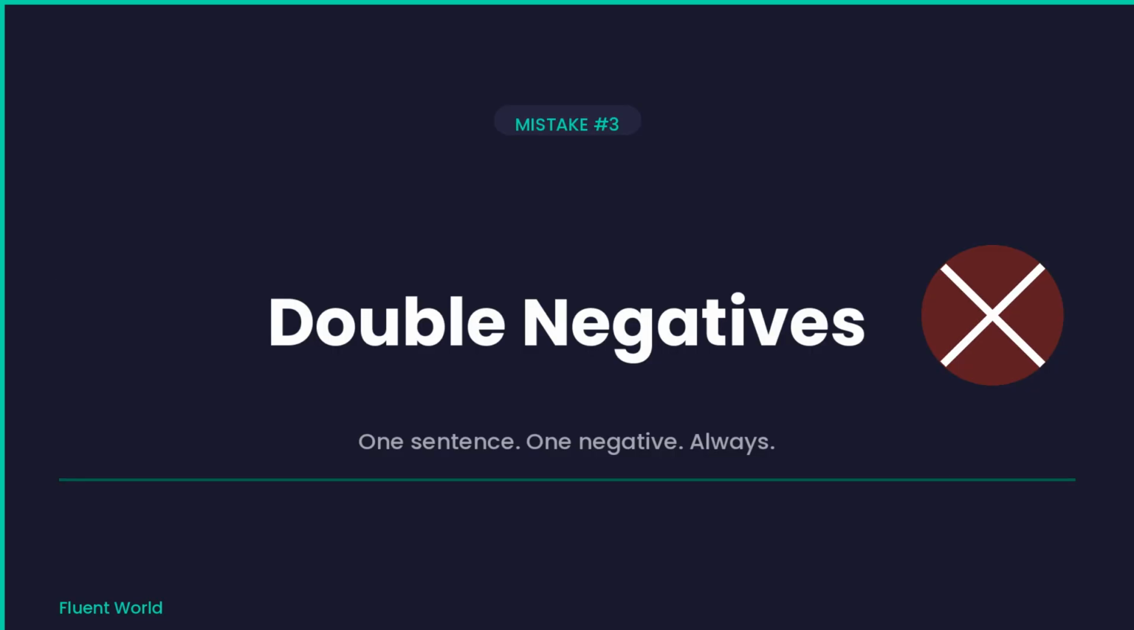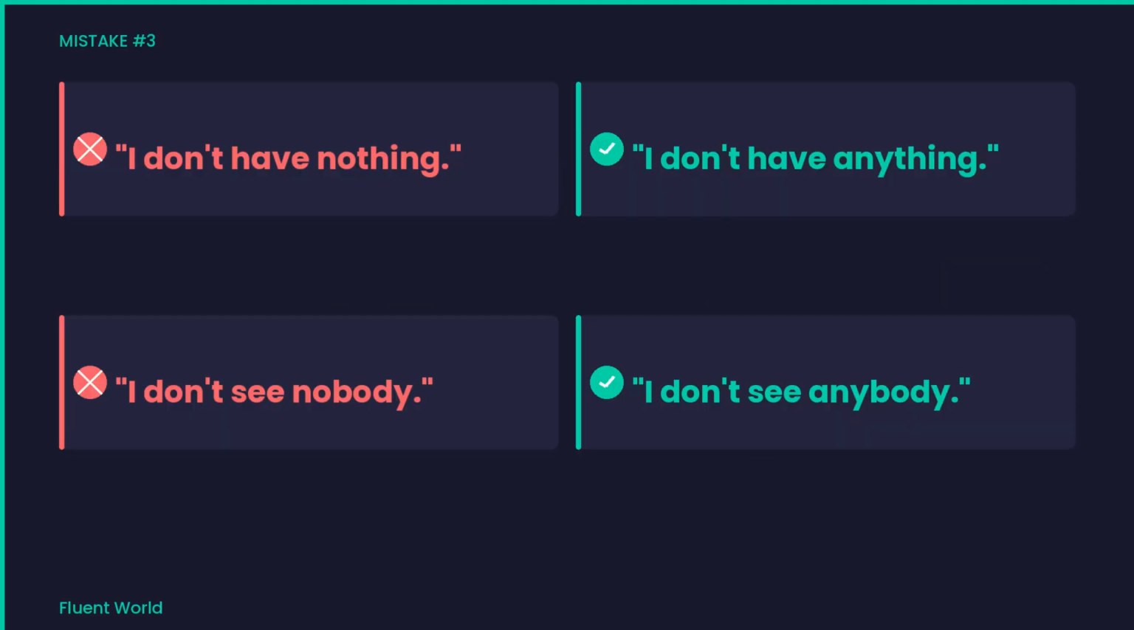Mistake number 3. Double negatives. In Spanish, double negatives are correct. They are good grammar. No tengo nada. No veo a nadie. But in English, you use 1 negative only. Never 2.